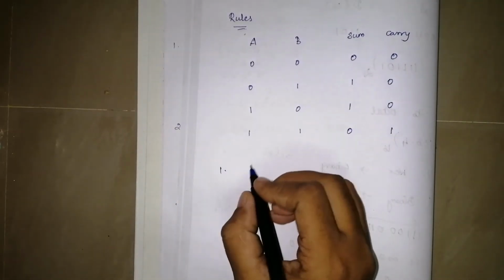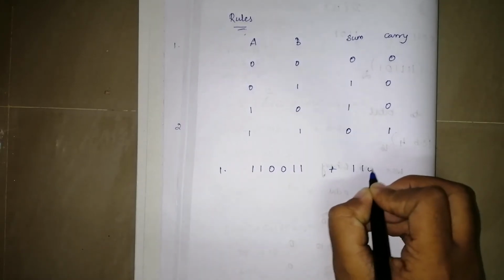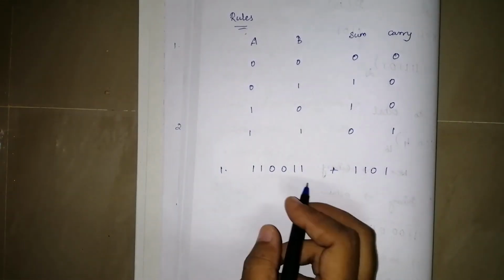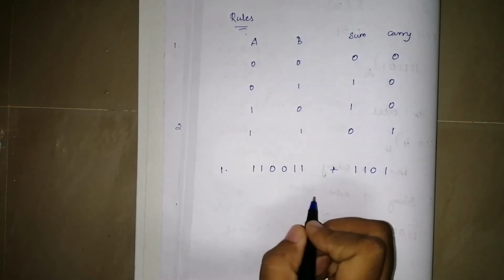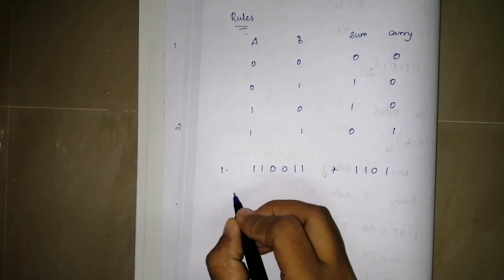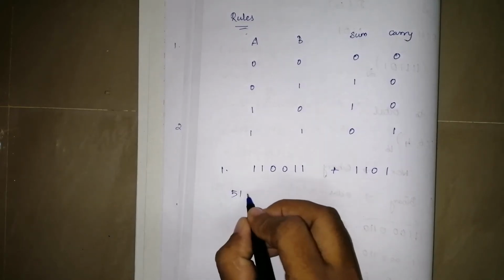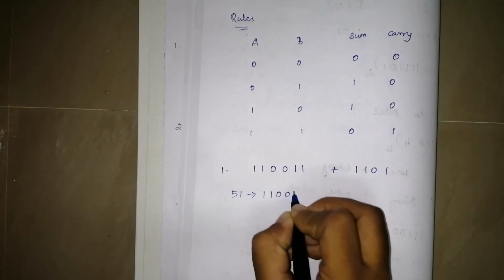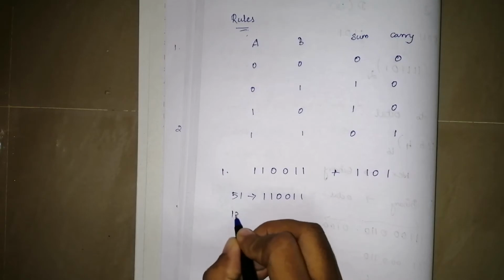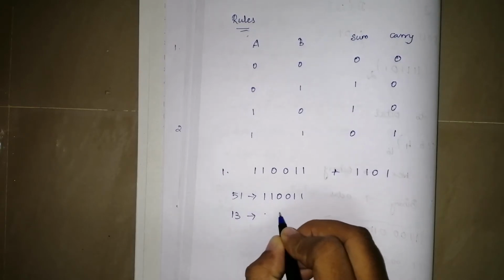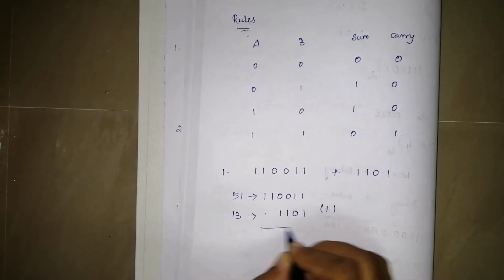First example, we will consider two numbers, 110011 and 1101. First, we'll find the decimal equivalent of these numbers, so it will be easy to cross-check the answers. This is nothing but 51. 51 binary equivalent is 110011. This is nothing but 13. 13 binary equivalent is 1101. So first we'll add this binary number.